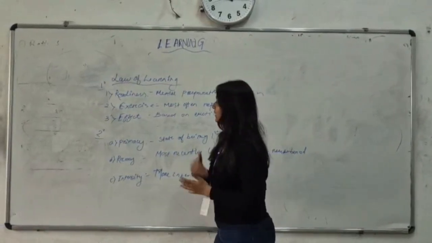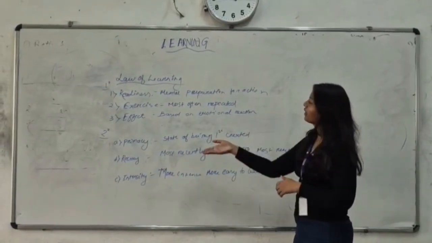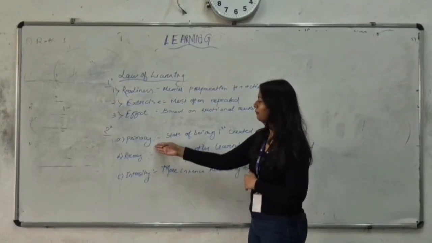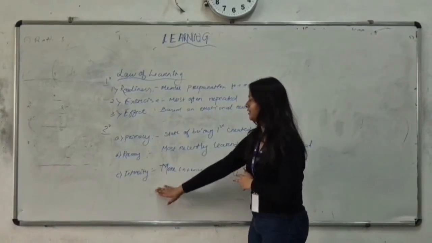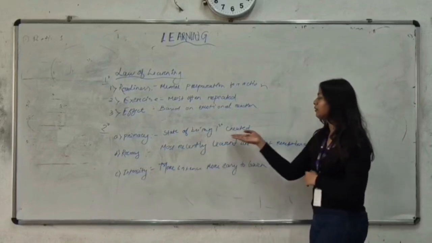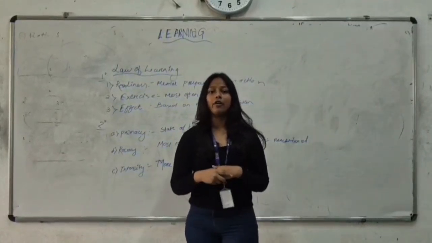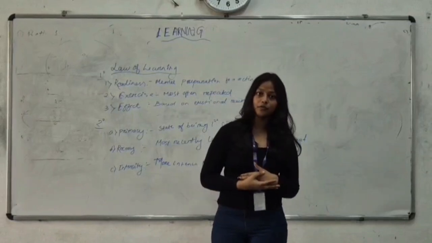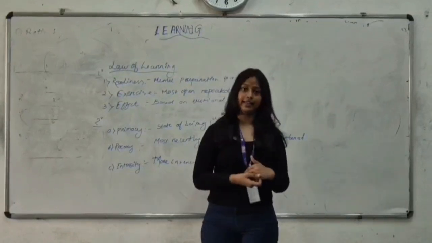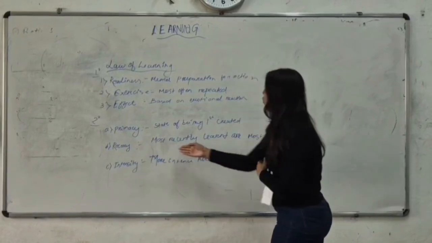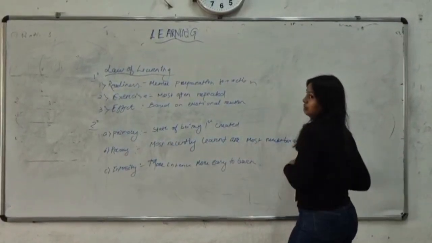Second, moving towards our secondary laws of learning, it is also divided into three sections: primacy, recency and intensity. Primacy, the state of being first. Everyone has a thought like, I want to get first in the classroom, first in sports, etc. Secondly, recency. The most recently learned is most remembered.